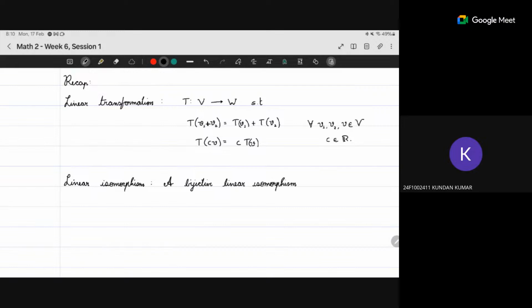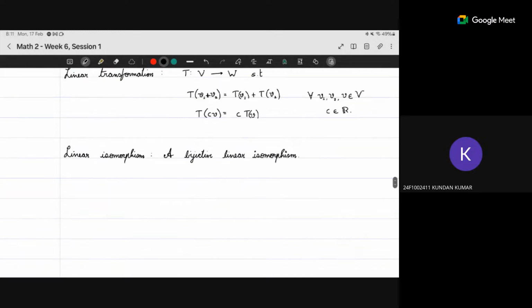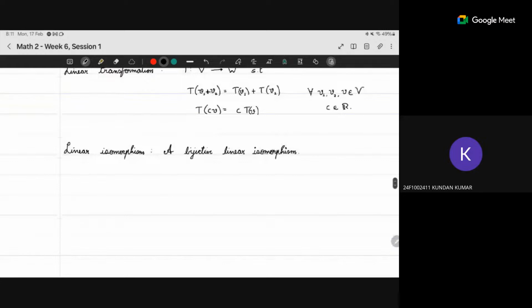So over here, you will have this dimension argument, although it is not obvious yet why that is the case. I'll just tell you that if you have a linear isomorphism between two vector spaces, then their dimension has to be the same. That will be the first thing that we will take up in the content of week 6 as well. So someone was asking earlier about this.